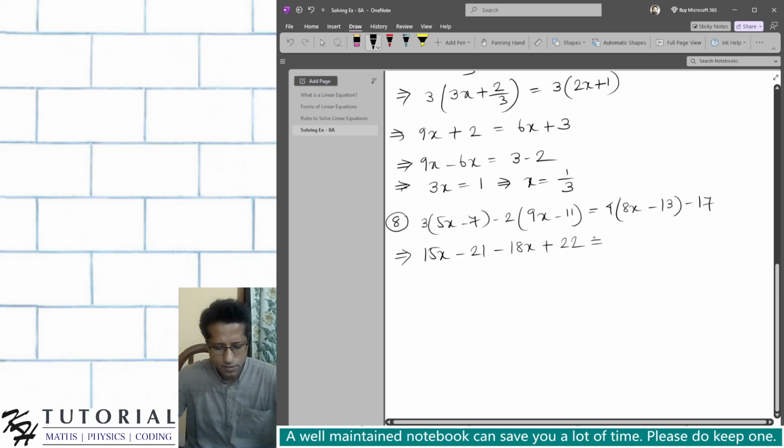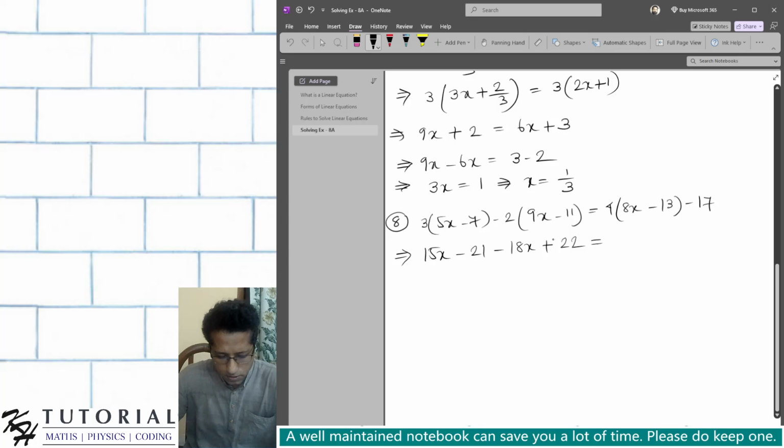Now for solving linear equations in one variable, you have to be very strong in the chapter of algebraic expressions and operations, that is addition, multiplication, division, and subtraction of algebraic expressions. That is the chapter operations on algebraic expressions. You must be very strong in that chapter. Only then you will be able to properly solve the problems of linear equations.